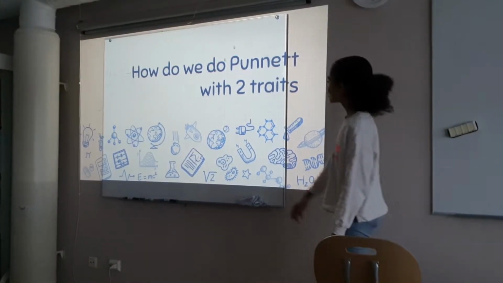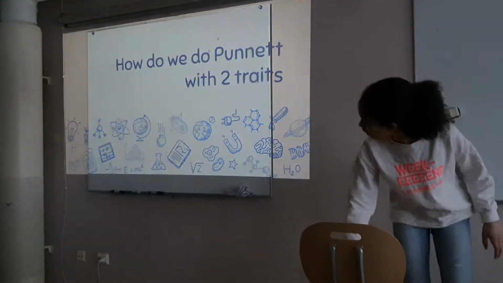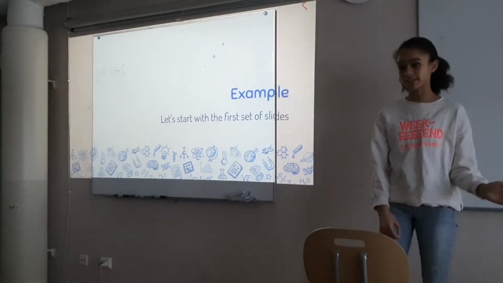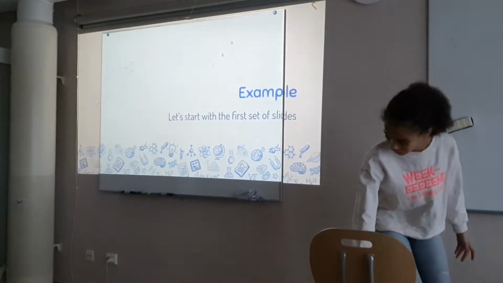Okay. How do we Punnett with two traits? Referring to the Punnett square, of course. Okay, so first I'm going to show you my example that I used to make the Punnett square anyway.